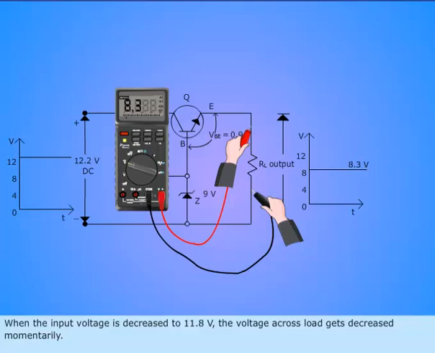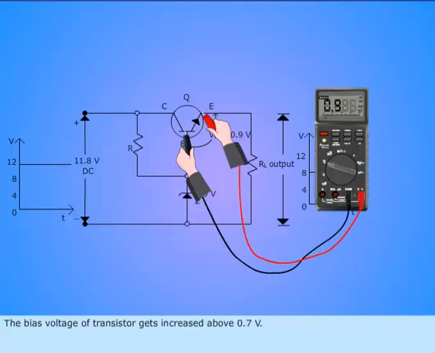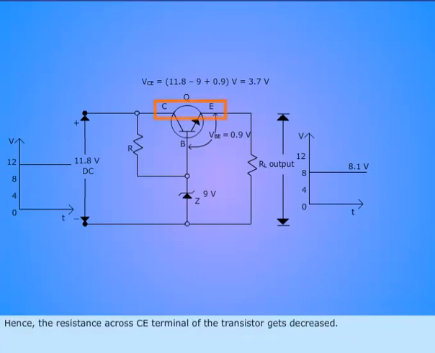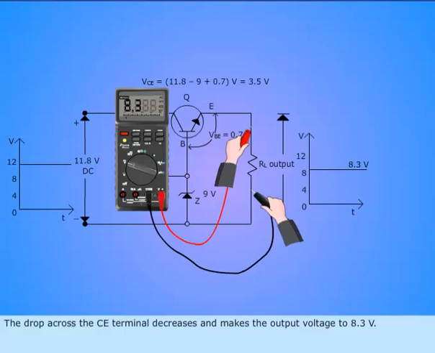When the input voltage is decreased to 11.8 volts, the voltage across load gets decreased momentarily. The bias voltage of transistor gets increased above 0.7 volts. But Zener diode maintains the constant base voltage of 9 volts. Hence, the resistance across CE terminal of the transistor gets decreased. The drop across the CE terminal decreases and makes the output voltage 8.3 volts.